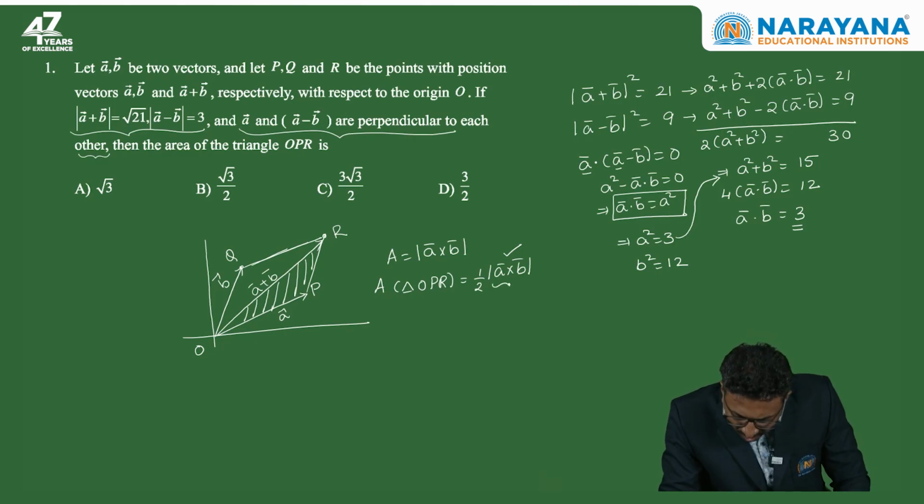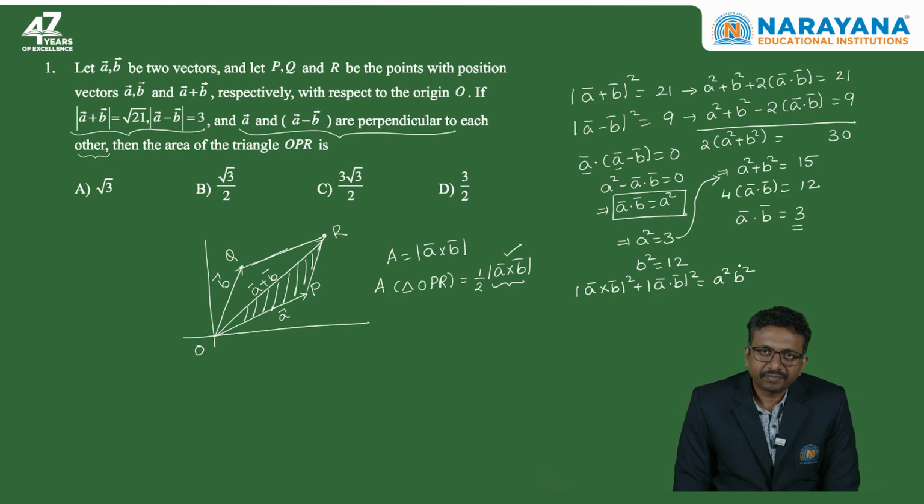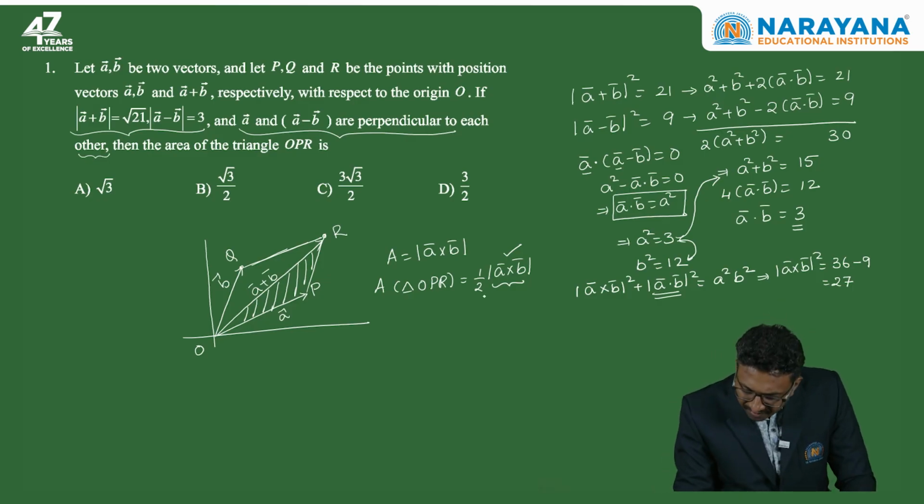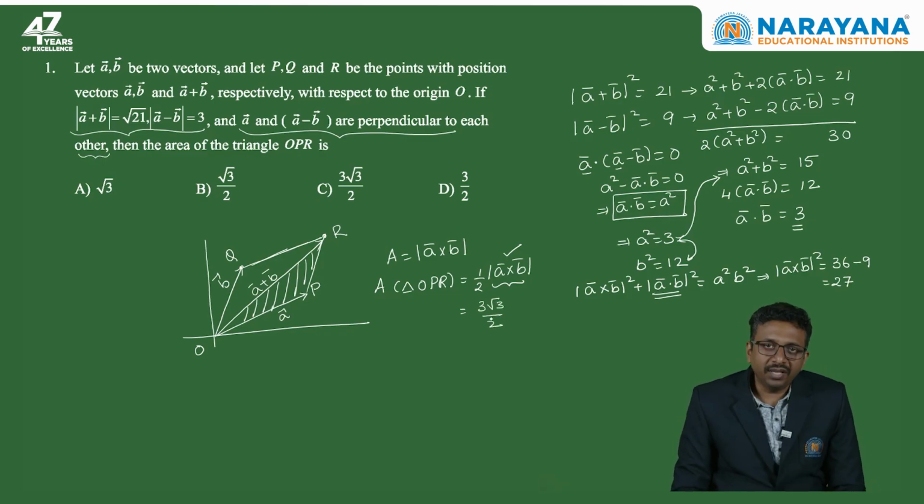Now you want mod of a cross b. So we can use this formula which says that mod of a cross b whole square plus mod of a bar dot b bar whole square is equal to a square b square. Which implies mod of a bar cross b bar whole square is equal to a square into b square, clearly 36, minus a dot b whole square which is 9, which is equal to 27. So mod of a cross b is 3 root 3. So you get 3 root 3 by 2 to be the answer. So option C is the right answer for this question.